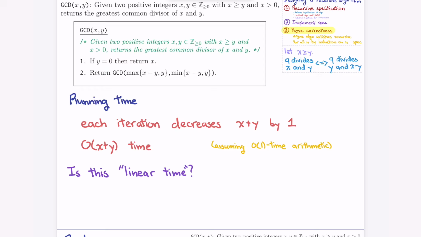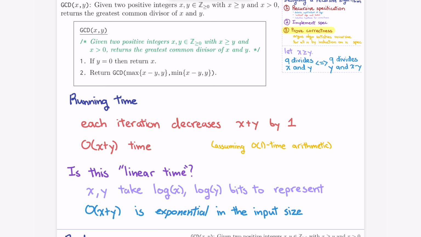If we look at the bits, x and y take log x and log y bits respectively to write down. If x was 100, you only need 6 bits. If x was 1,000, you only need 10 bits. So this running time is actually exponential in the input size. It's to some extent a terrible algorithm, because if I gave you 1,000-bit numbers, which is not hard for me to do, your algorithm will just never terminate because it'll take 2 to the 1,000 time.